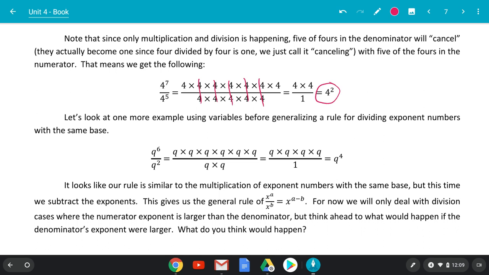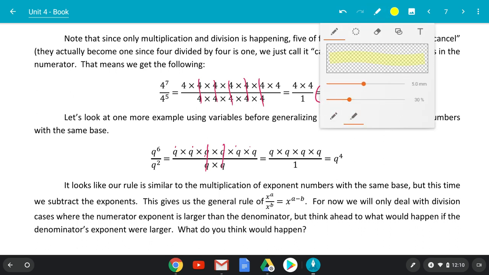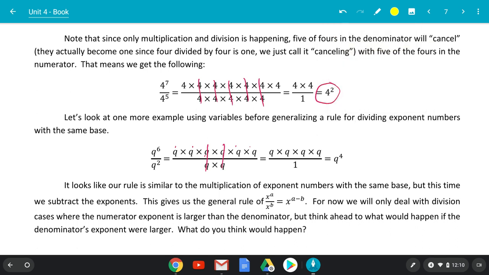Let's look at one more example by using variables before generalizing the rules to divide exponents with the same base. Q to the 6th divided by Q squared. 1, 2, 3, 4, 5, 6 Q's on top, 1, 2 Q's on the bottom. We can have 2 of them cancel out. It leaves me with 1, 2, 3, 4 of them on top over 1, which is Q to the 4th. It looks like our rule is similar to multiplication of exponent numbers with the same base, but this time we subtract the exponents. This gives us the general rule: x to the a over x to the b equals x to the a minus b.